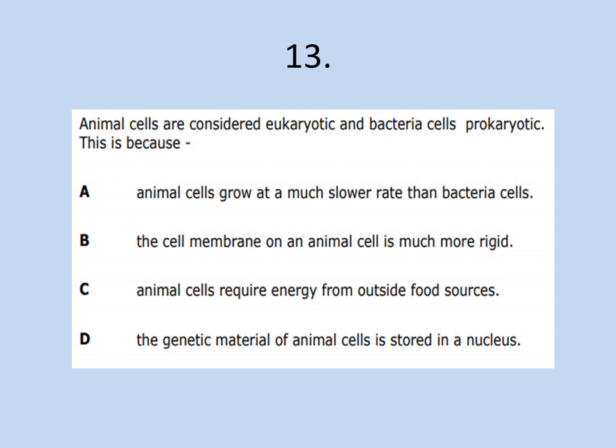Question 13. Animal cells are considered eukaryotic and bacteria cells prokaryotic. This is because A. Animal cells grow at a much slower rate than bacteria cells. B. The cell membrane on an animal cell is much more rigid. C. Animal cells require energy from outside food sources. Or D. The genetic material of an animal cell is stored in a nucleus.